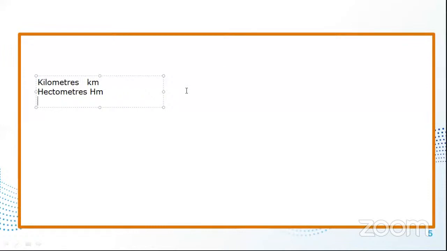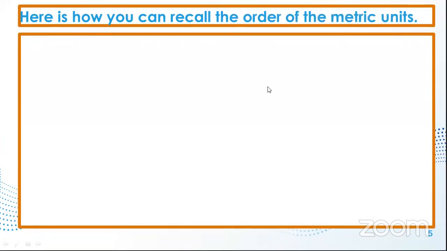Okay, so members, I think let's stop there. You can practice those spellings as we move on. Now, what we are going to look at is how we are going to be changing those units, because those units can be changed from one to another. You can change from kilometers to hectometers. You can change from hectometers to decameters. So you can change those units from one unit to another unit. So that is what we are going to look at now.